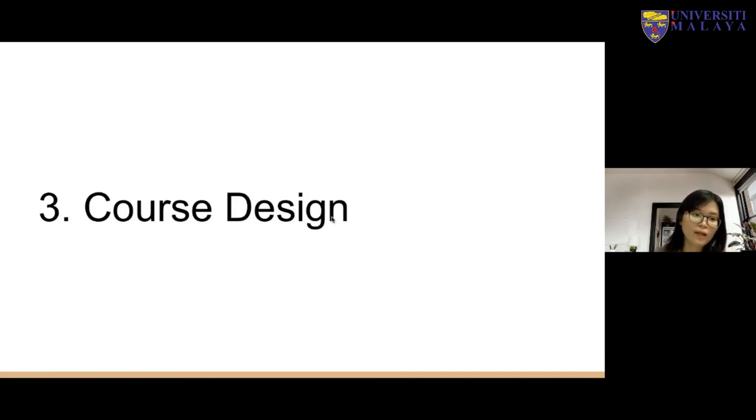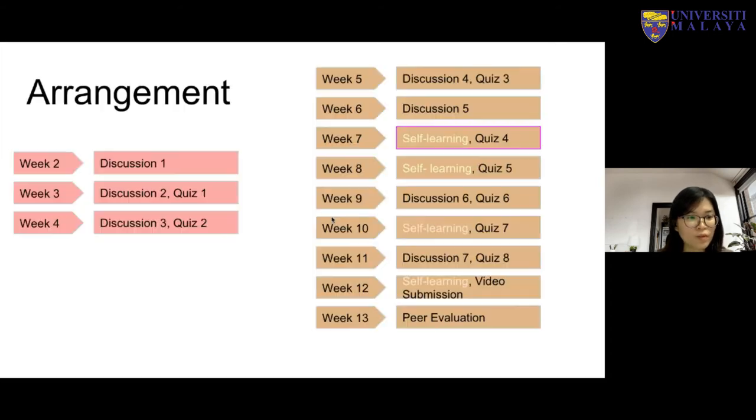So now we move to the course design. How I design the class, the assignments, and how we implement the quality talk and project-based learning into the course. So we have a total of 14 weeks, and due to the COVID-19 pandemic, our class moved online since week 5. The left side is the normal in-class university teaching, and starting from week 5, we conduct it online.